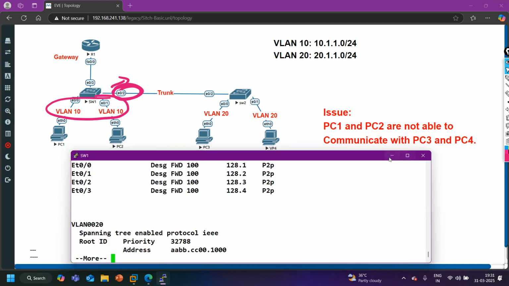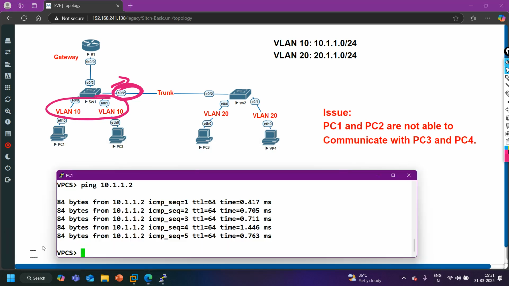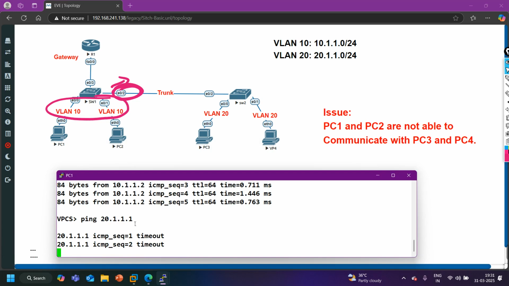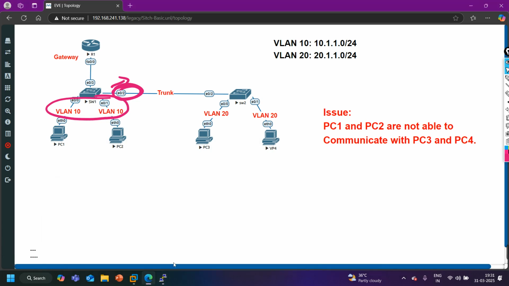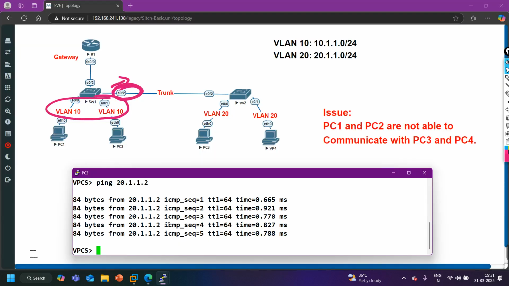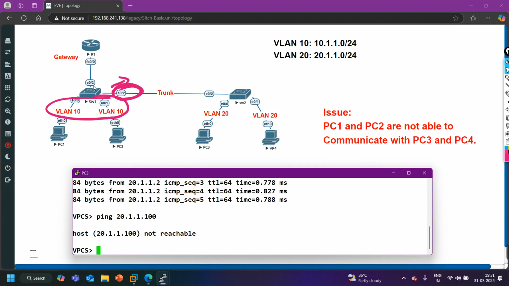Let me try to send an ICMP packet again from PC1 to PC3. Let me take you to PC1 and let me ping 20.1.1.1. Still I am not able to ping. Let me do one thing. Let me try to ping the gateway IP address from PC number 3. PC3 gateway 20.1.1.100. PC3 is still not able to ping its gateway.